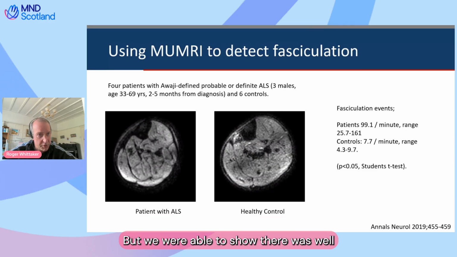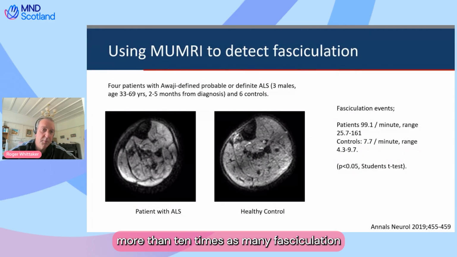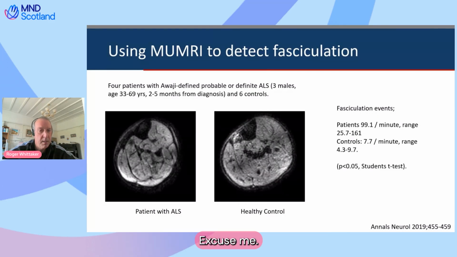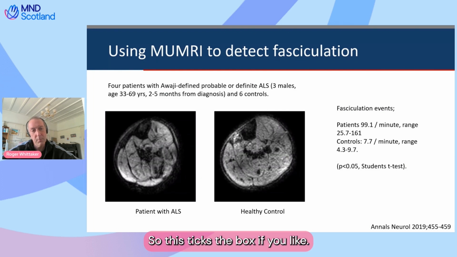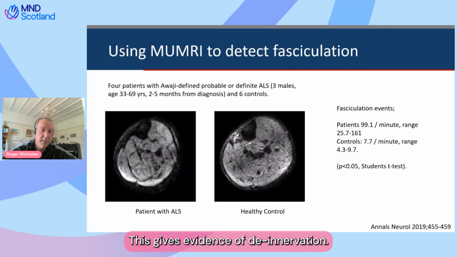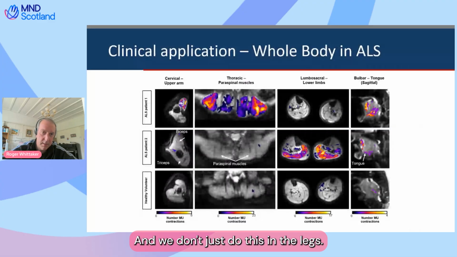But we were able to show there was well more than 10 times as many fasciculation events in the patients as there were in the healthy controls, excuse me. So this ticks the box, if you like, for that first part of the criteria. This gives evidence of denervation. And we don't just do this in the legs.